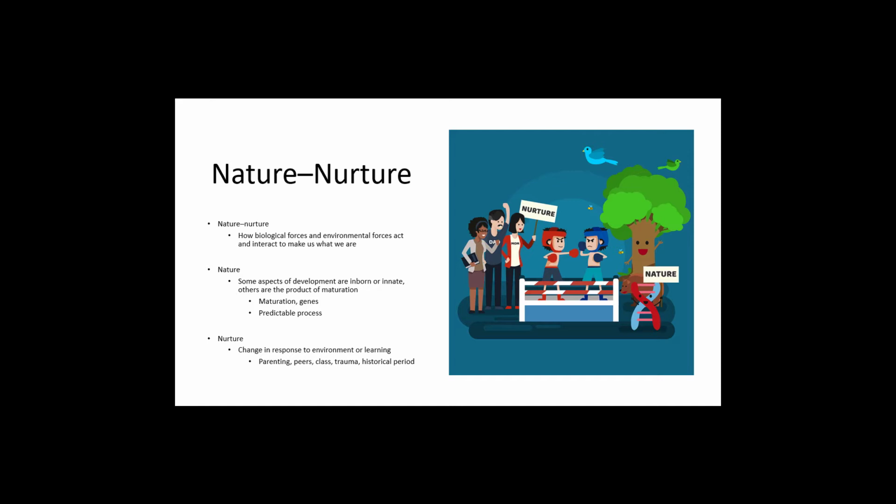So the idea here is that we're all born with certain sets of genes and certain developmental trajectories within the brain. We expect that at a certain age, you're going to learn how to walk, how to talk, how to crawl, etc. You're going to learn how to eat on your own. The thought process is that there's an innate process that predicts that development within an individual, versus nurture, which is change in response to environment or learning, parenting, peers, class, trauma, historical period. So the idea here is environment affects development.